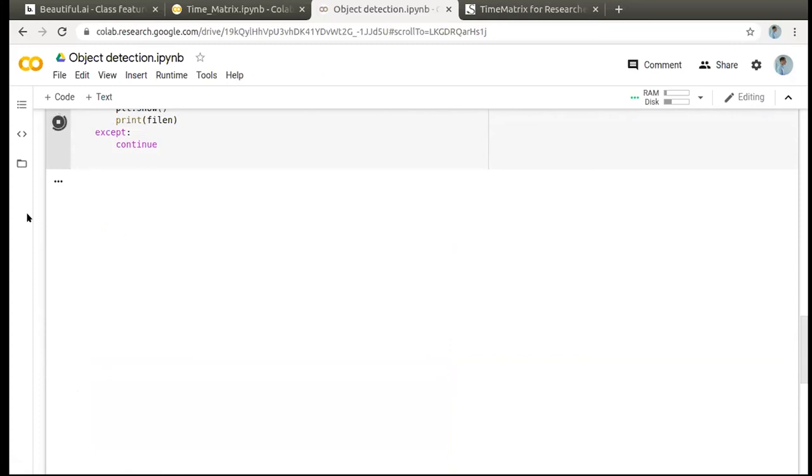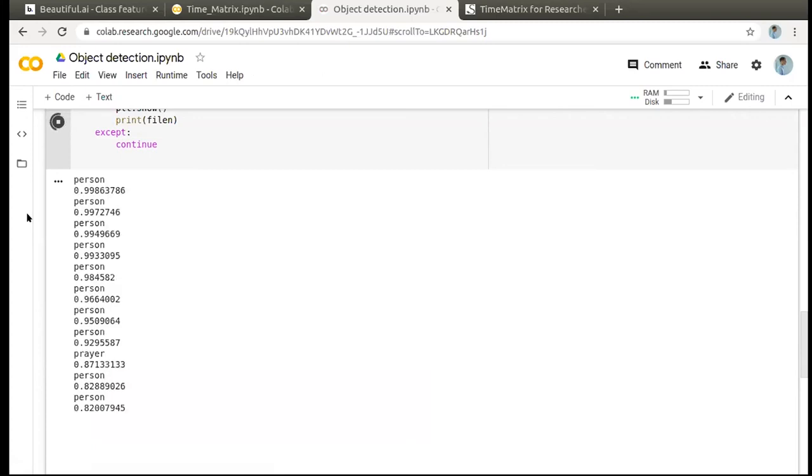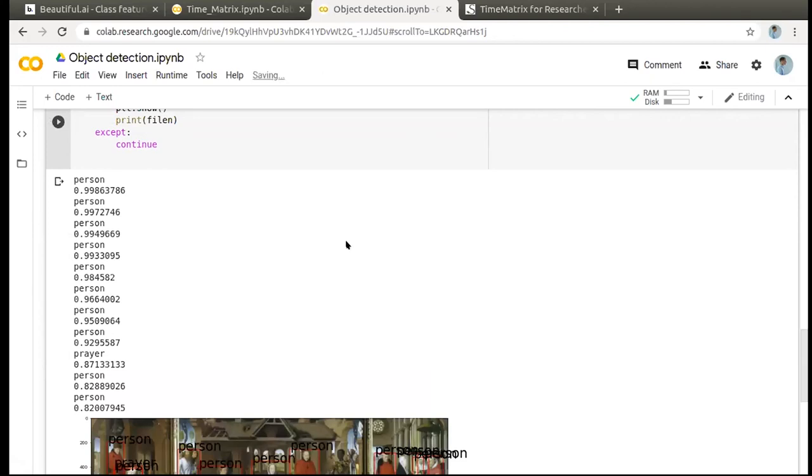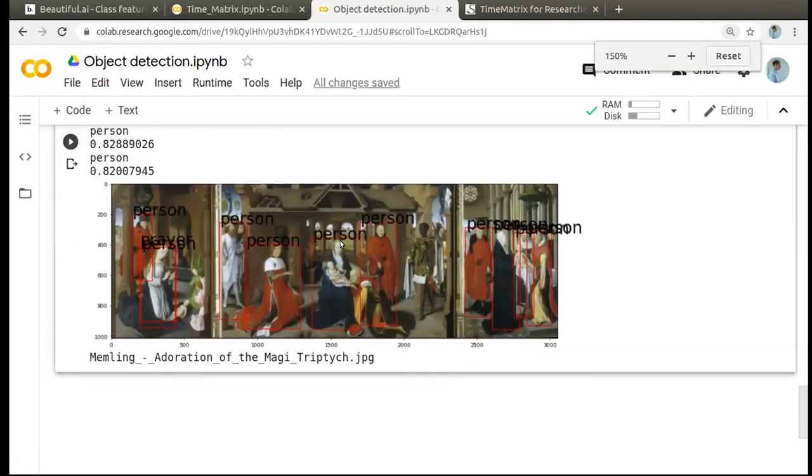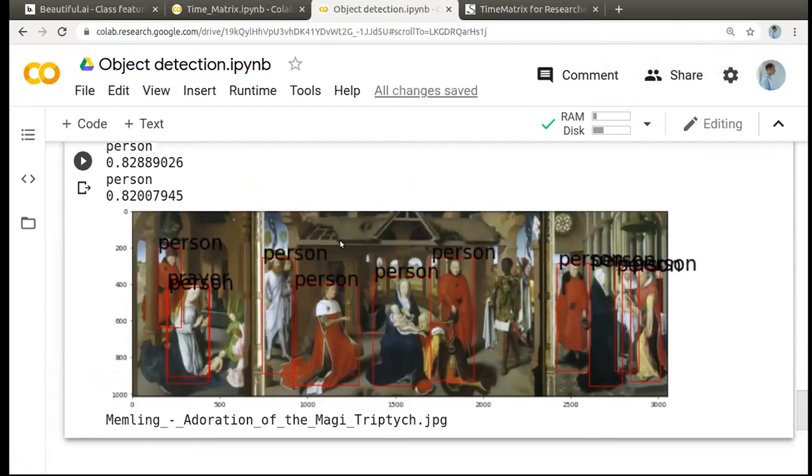No, I guess it's the same. The last one. Yeah, this one. This is really interesting. I'm not sure that you can see it, but I will try to zoom in a bit.